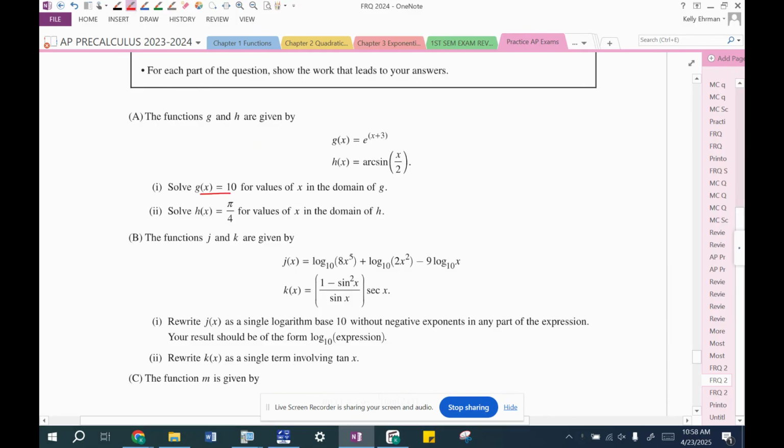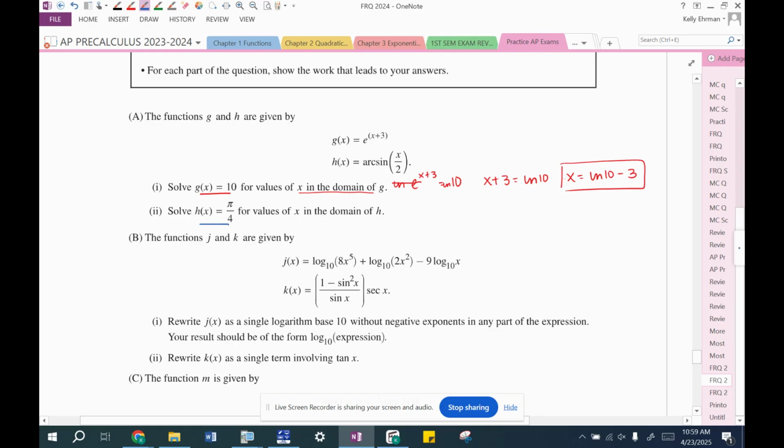Solve g of x equals 10 for values of x in the domain of g. So for part 1 here, I'm going to say e to the x plus 3 is supposed to equal 10. How do I solve for this? To get x out of the exponent, you need to get rid of the base e. So you natural log both sides. Natural log and e cancel out. It gives me x plus 3 equals the natural log of 10. And then I subtract 3. This is a no calculator problem, so that's how I leave my answer.